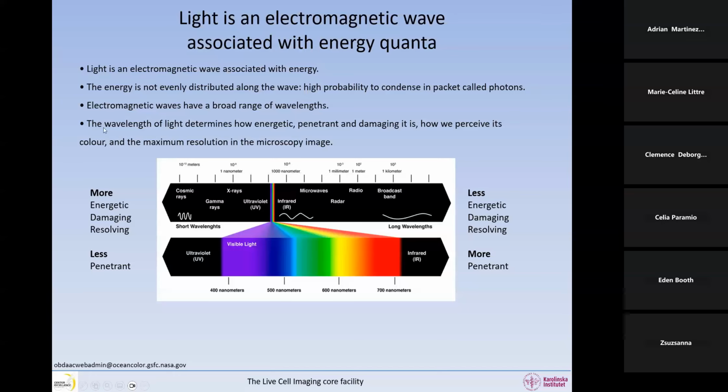So the wavelength of light determines how energetic, penetrant, and damaging it is, and how we perceive its colors. So you can see we have here the different wavelengths, and we have the different colors of the rainbow. And so there's a color associated with each wavelength. And also it determines the maximum resolution that we can have in the macroscopy image.